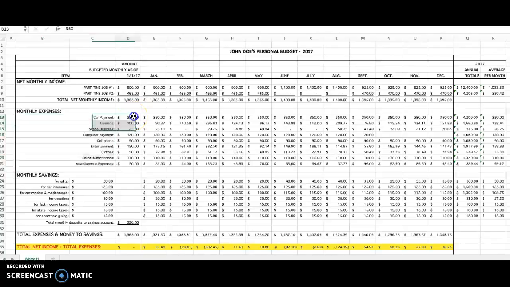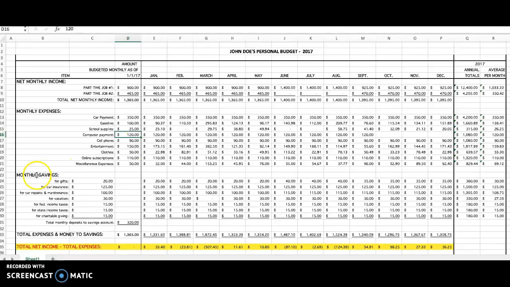And he determines that he has to make a car payment of $350 a month. He's guessing on gasoline. He thinks he'll spend around $100 a month for gasoline. We'll see how that works out. He's got school supplies. He's got a computer payment. He's got to make cell phone, entertainment and so on.